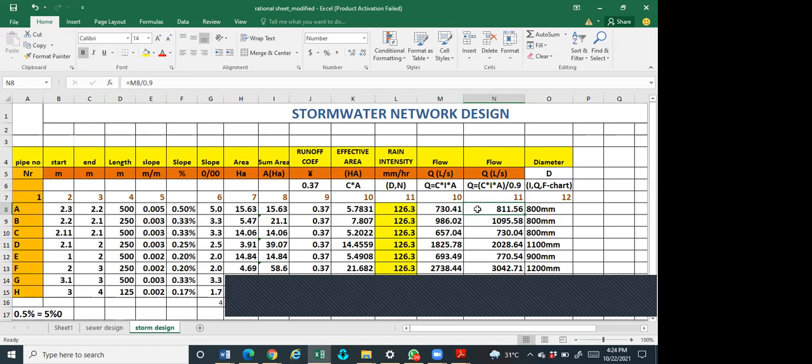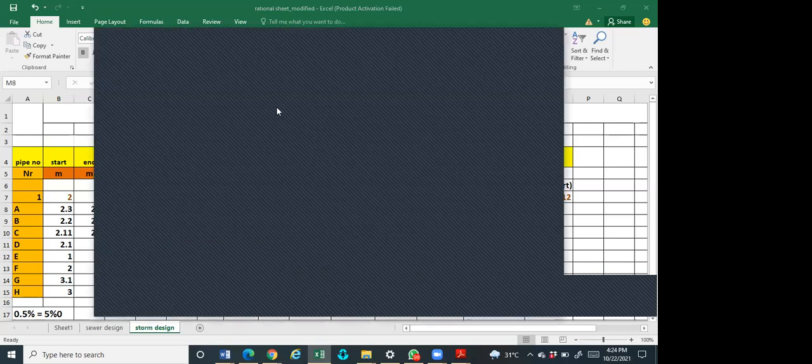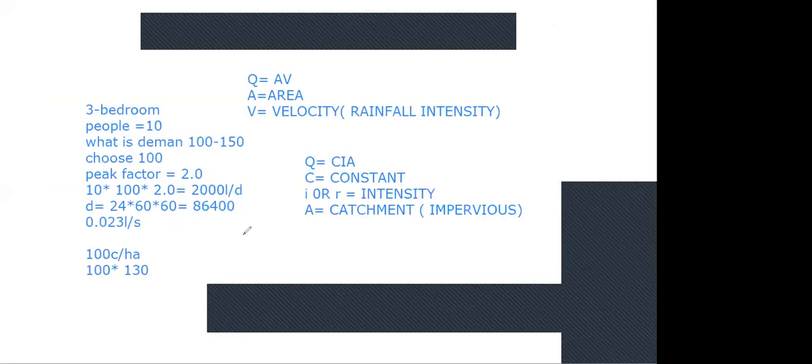But what I did here was to divide this by 0.9. Somebody asked me, why do I divide it by 0.9? It's just another safety factor. The reason is that I'm designing underground pipe. And when you're designing underground pipe, your pipe should not flow full. If this is a pipe, let's say a circular pipe, water should not exceed 70 to 90%.